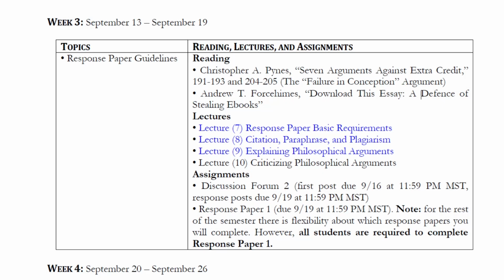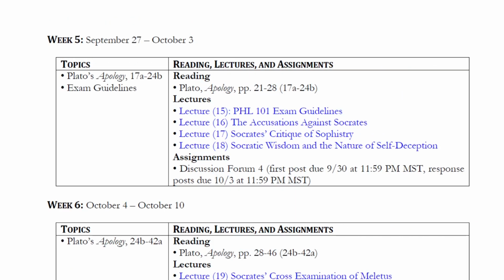In some cases, there may be more than one reading to complete in a given week. For example, in week 3 there are 2 assigned readings, one by Christopher Pines and then another by Andrew Forsymes. Unless some indication is given otherwise, you are required to read the entire document that is linked on Moodle. However, in some cases I have indicated that you are only required to read a portion of the document. We already saw this previously with the reading for week 4, and week 5 provides another example of this.